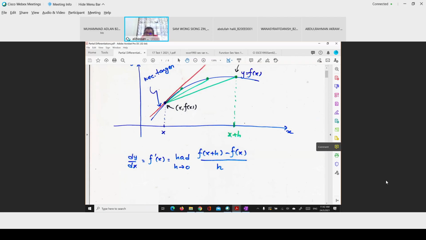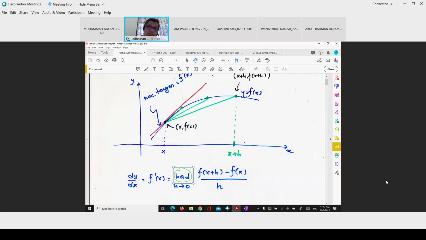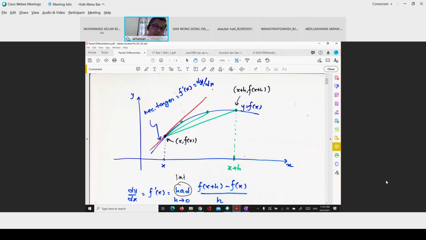Just that the word used there is in Malay. This means limit. In Malay, it is called had. This keturunan tangent means slope of tangent.